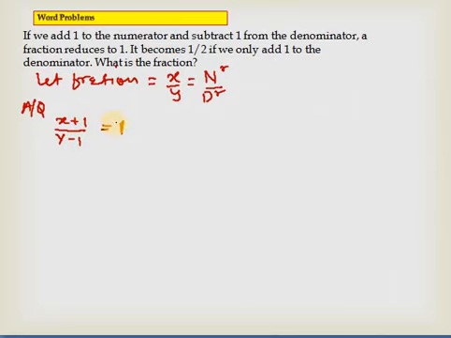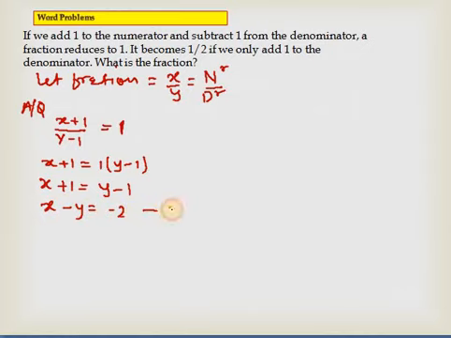Now what we can do, you can just cross multiply to write the answer. So I can write here 1 into y minus 1, or I can simply write here x plus 1 is equal to y minus 1. Simply you can write here x minus y is equal to minus 2. So this is our equation number 1.